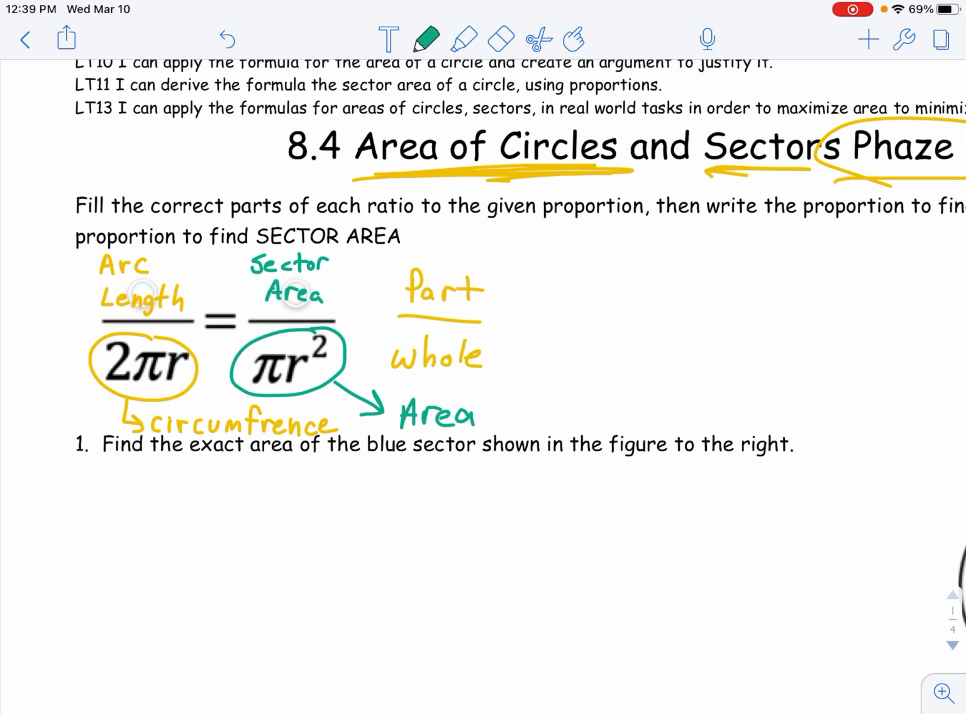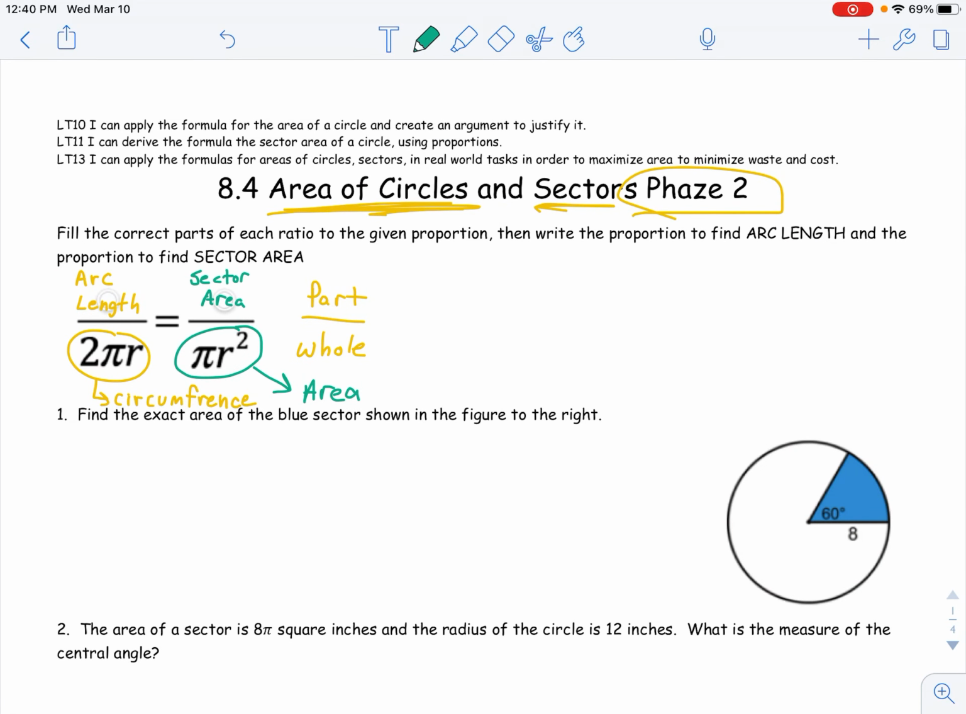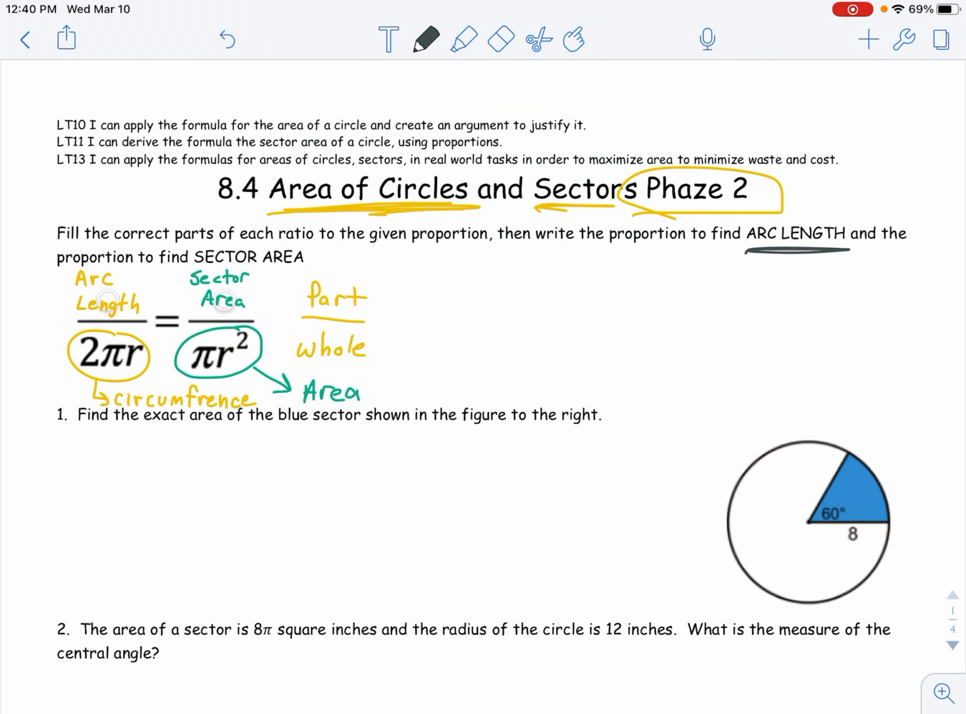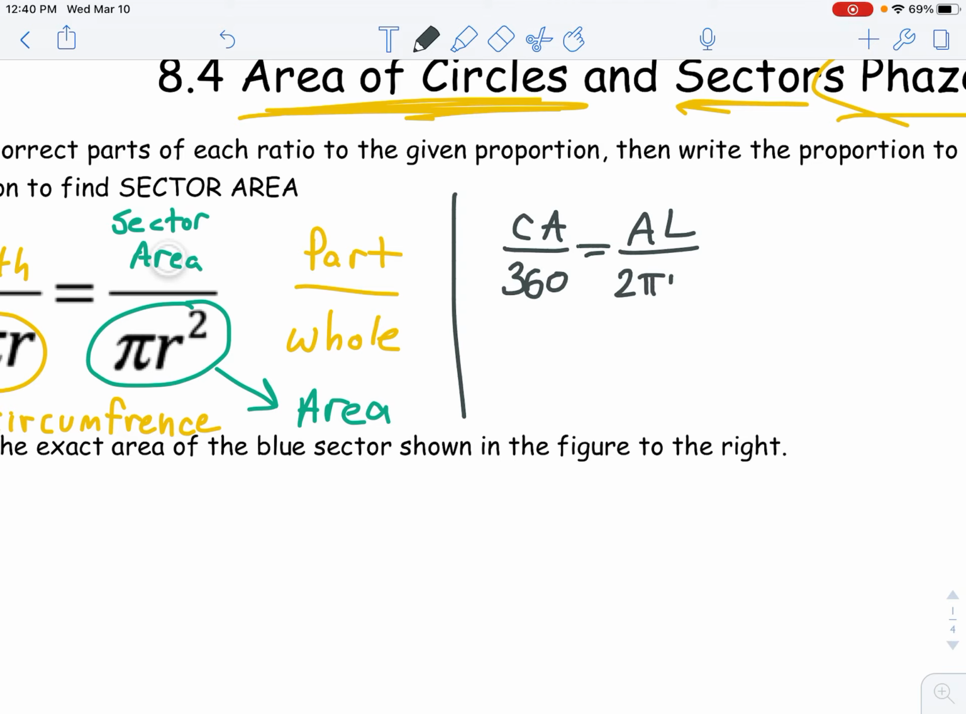All right, so remember, these last few lessons, it's really about part of what we're looking for in the circle versus the whole part of the whole circle. All right, so now we're just going to focus on arc length. So realize for arc length, we have central angle over 360 equals arc length over 2 pi r is how we typically write it. But again, remember, we can write this as pi times diameter or just circumference itself.